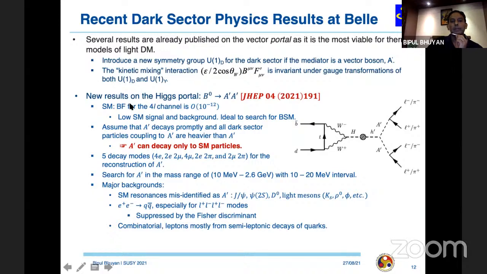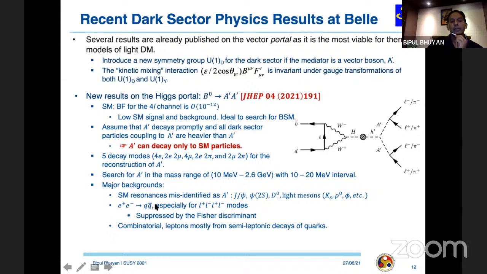So for the 4 lepton channels in the standard model, the branching ratio is expected to be very small, about 10 to the minus 12. So that makes it ideal to look for this kind of BSM physics. And of course, we assume that this A prime decays promptly, and also that all the dark sector particles coupling to A prime are heavier than A prime. So that means A prime can only decay to standard model particles. So in this particular analysis, we look for this A prime in the mass range of 10 MeV to 2.6 GeV with 10 to 20 MeV intervals.